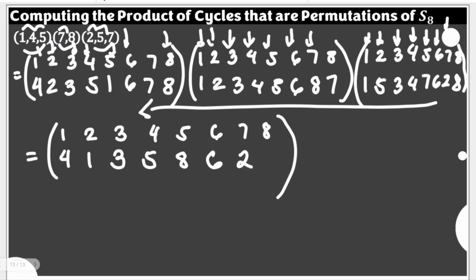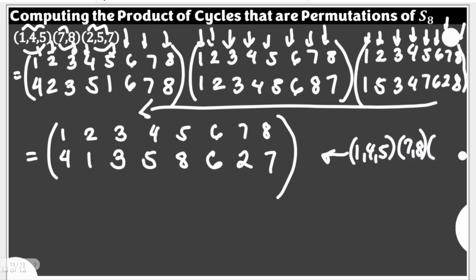Finally, 8 is mapped to 8, 8 to 7, 7 to 7. So this is now the permutation in S8 that is actually a product of the given 3 cycles: the cycle (1 4 5), the cycle (7 8), and the cycle (2 5 7). Okay, this is again the longer method.